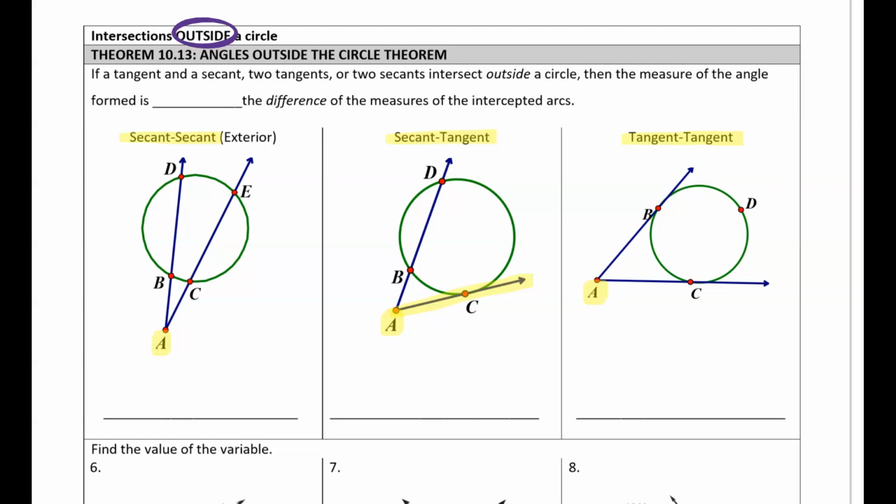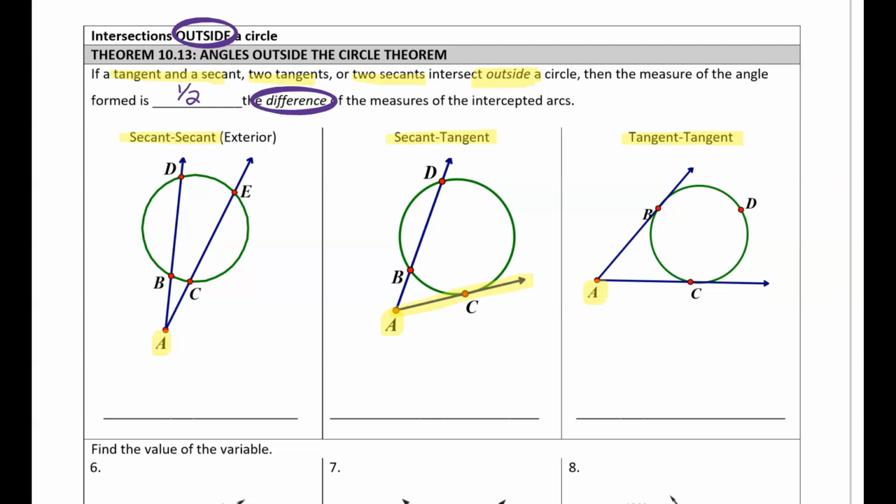So it states, if a tangent and a secant, two tangents, or two secants intersect outside a circle, then the measure of the angle formed is 1/2 the difference of the measures of the intercepted arcs. So the last time, when it was inside, we added. Now this is going to be subtraction.